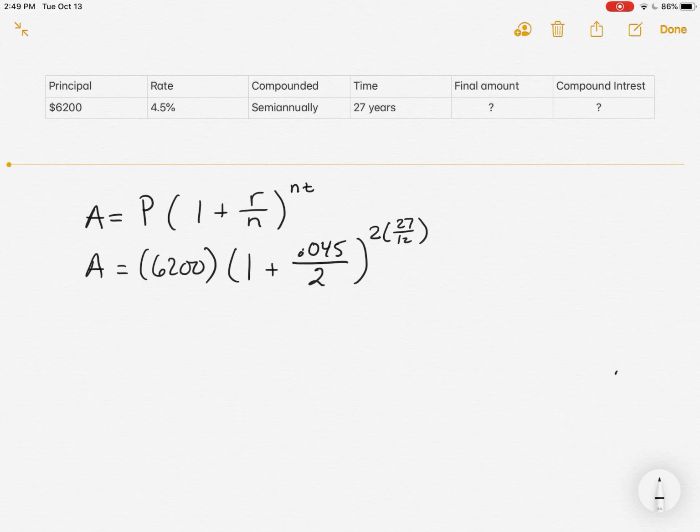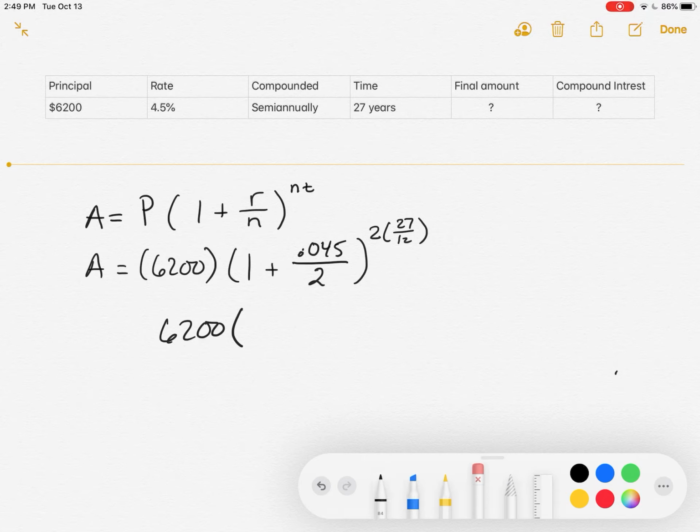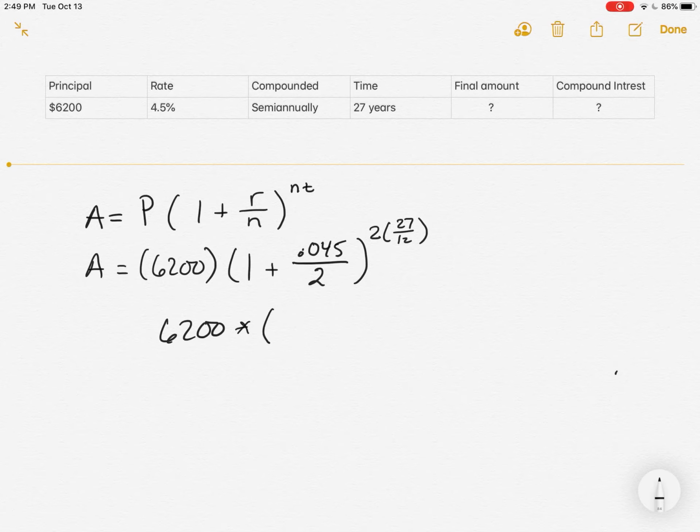So how would I plug this in? I would type in 6,200 times, and use an open parentheses. Let me write out what I actually put in there. I said it, but I didn't write it. Times, open parentheses, 1 plus 0.045 divided by 2. Close the parentheses. And then hit the raise to a button.